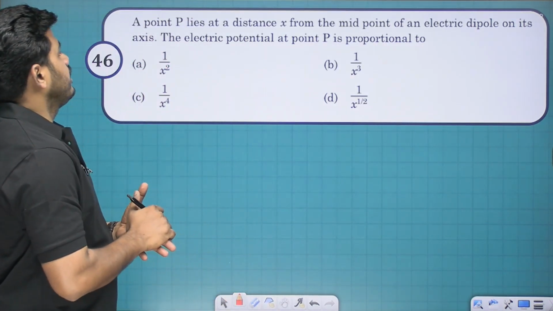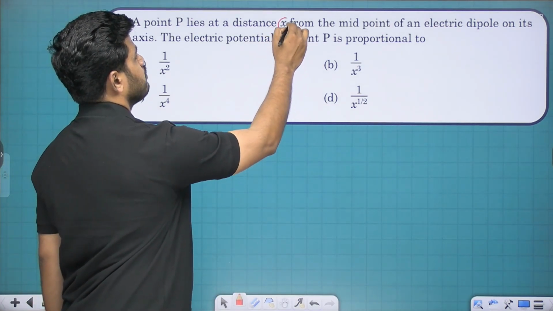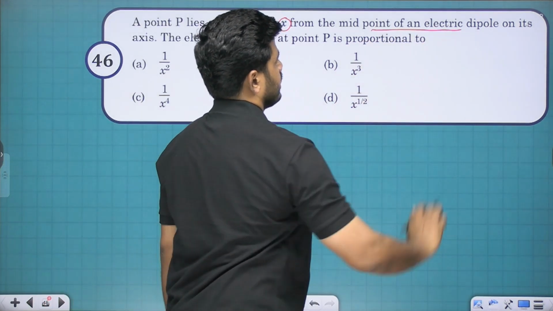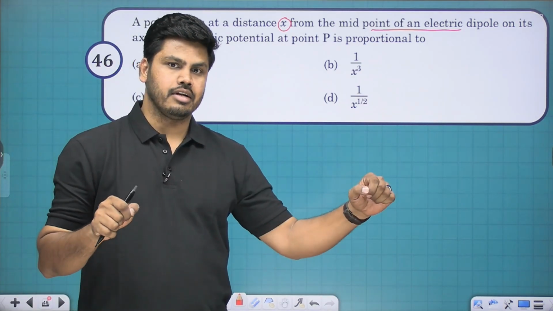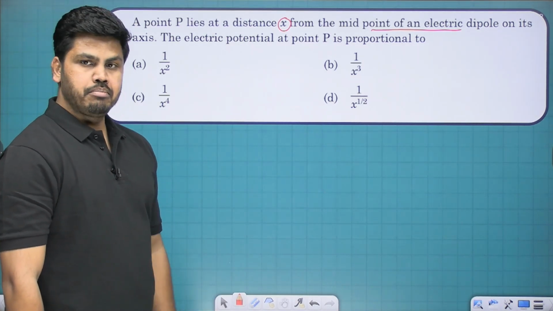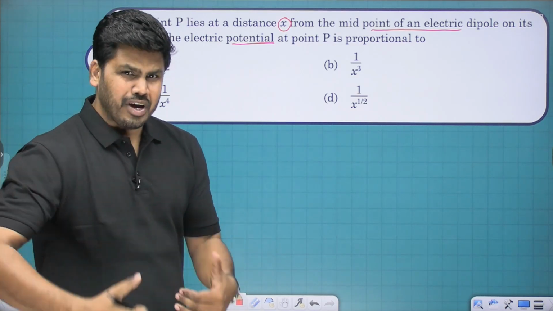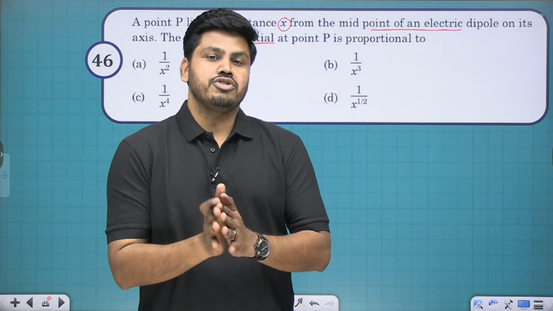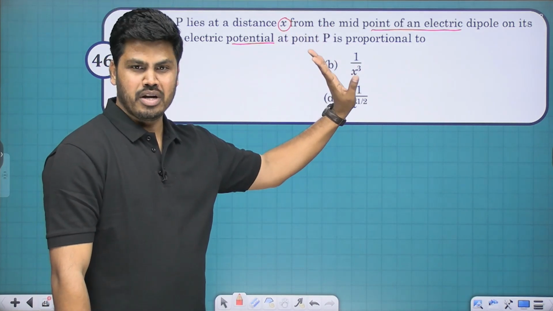A point P lies at a distance x from the midpoint of an electric dipole. Okay, electric dipole on its axis, on the axial line. The electric potential at a point P is proportional to... See, you are not asked to find out the potential, but what power of distance that potential will be proportional to. That is what we have to identify.